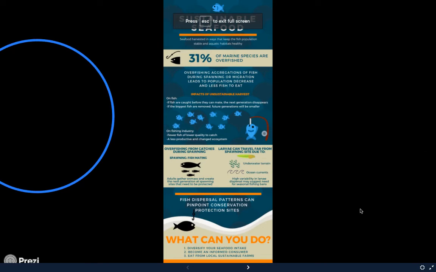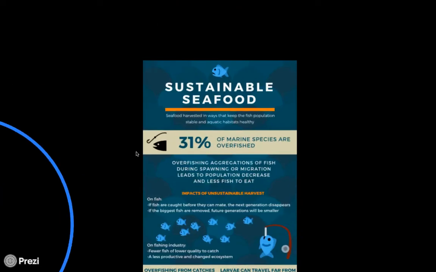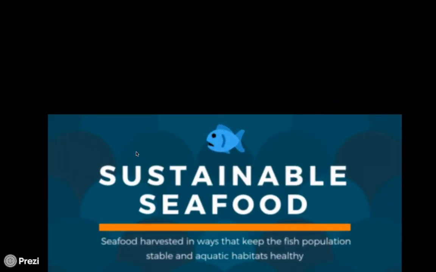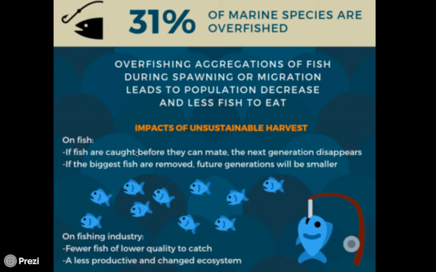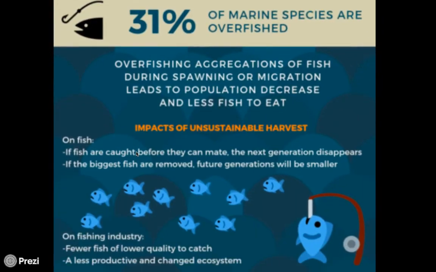And again, one of the things I want you guys to play with or notice, ignore this blue circle, I did this very quickly. Notice that this is actually a narrative. What I mean by that is we have a title, we have some background, but look at how they use the color scheme as almost paragraphs. Okay, well, here, sustainable seafood. Seafood needs to be harvested in ways that sustain the population. Well, 31% are overfished. That's a claim.